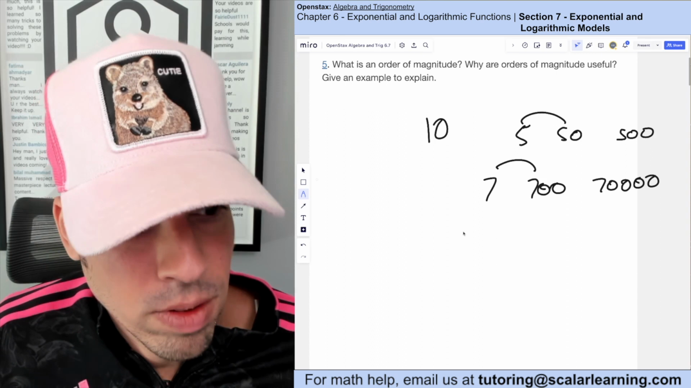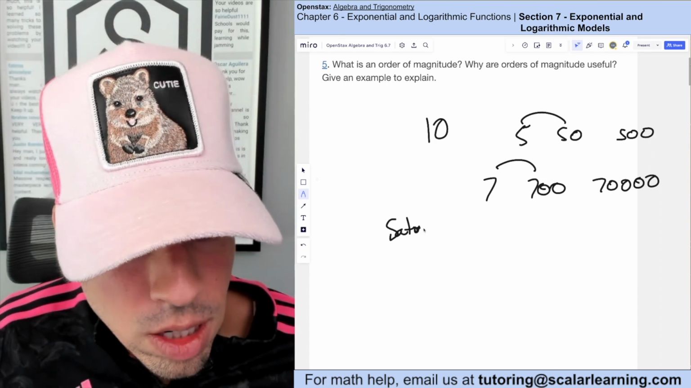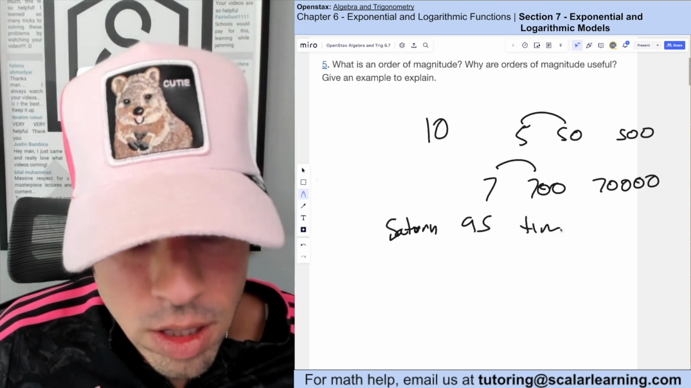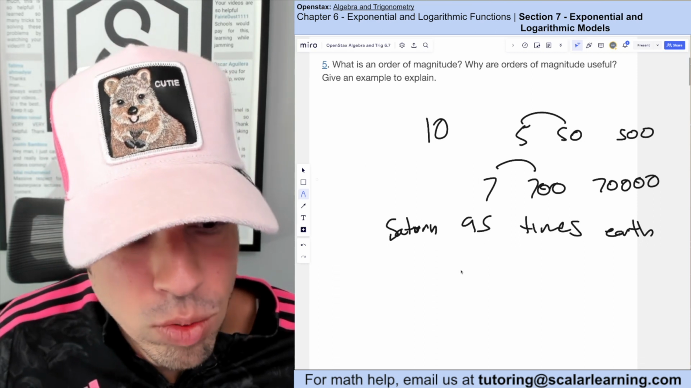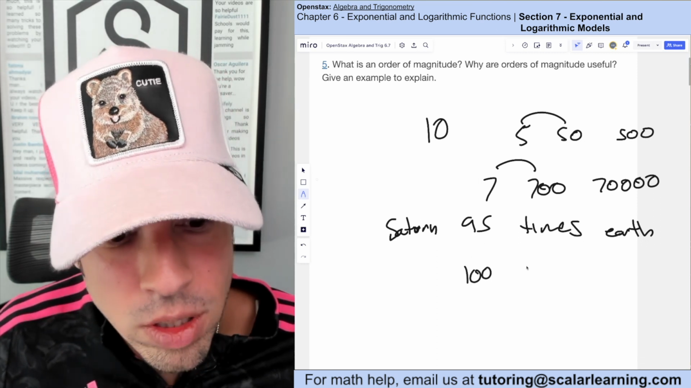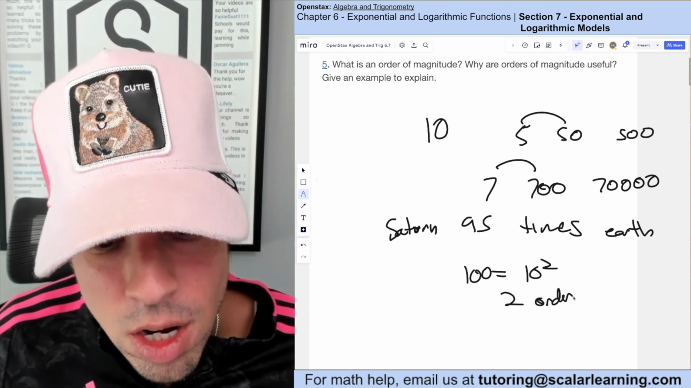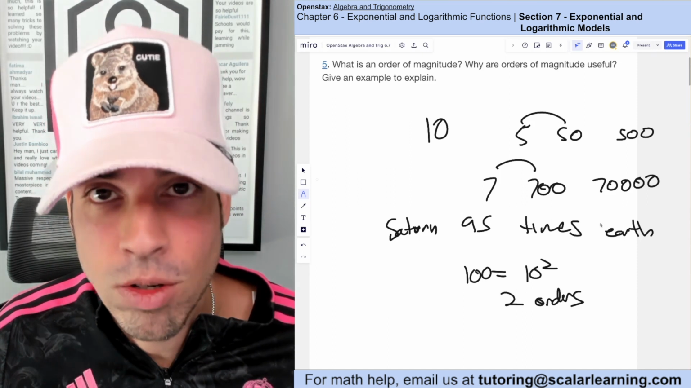One example that they give in the back of the book is Saturn, which is 95 times, let's say, larger than Earth, right? So if we're looking at that as an order of magnitude, well, 95 is really close to 100. 100 is 10 to the second power, so we'd say 2 orders of magnitude greater than Earth. So that's an example of how you'd use it.